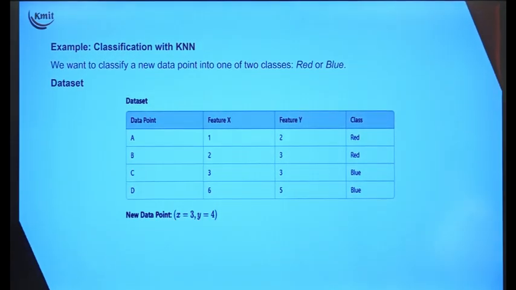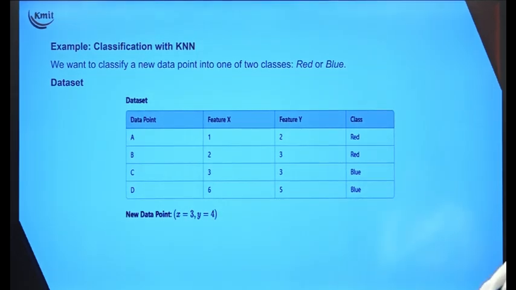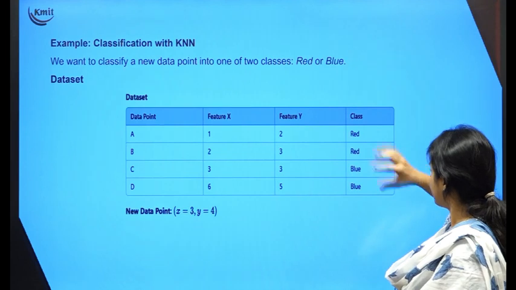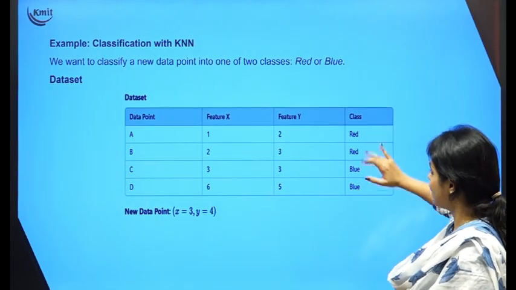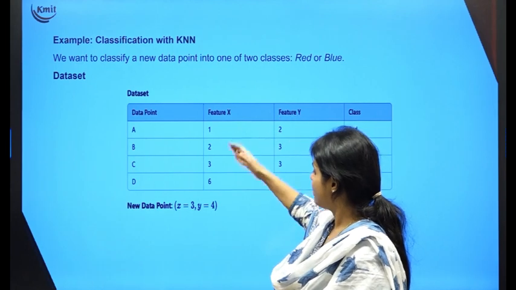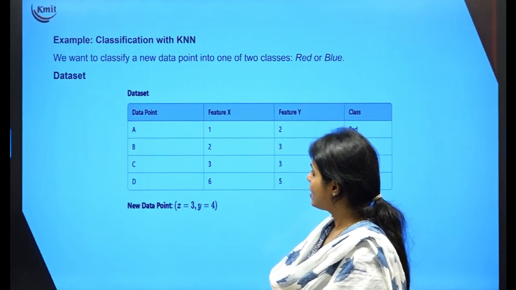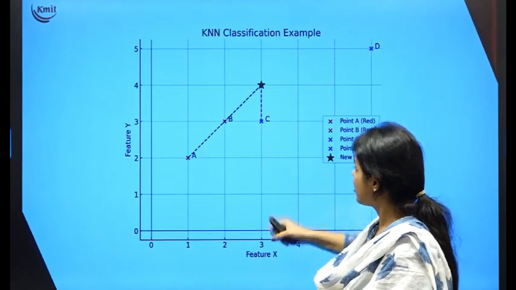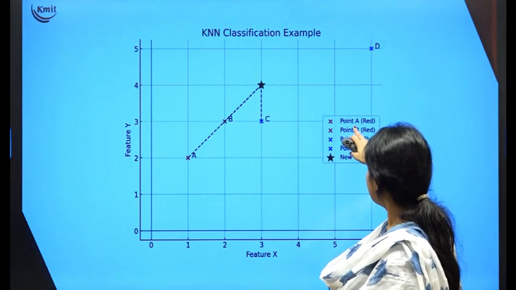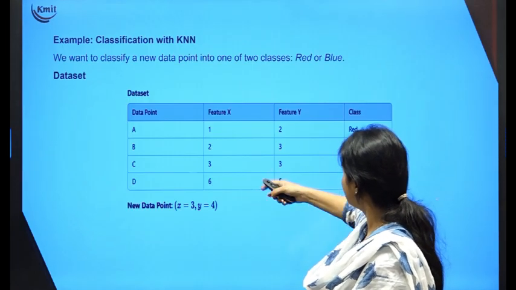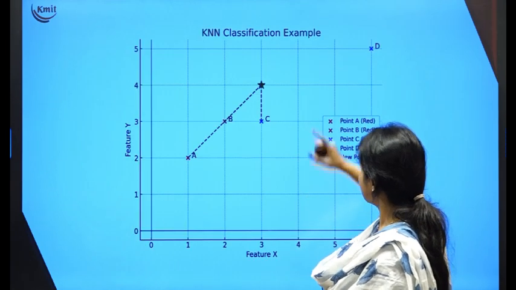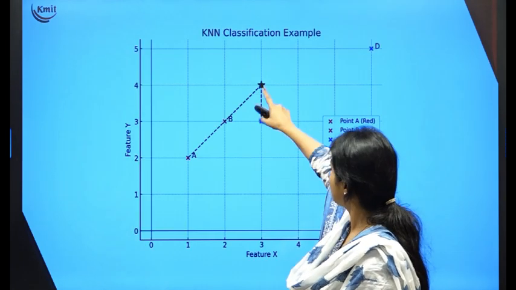Now let's see an example of how classification works. As you can see, if you find a data set, I have only one class which has two values, red and blue. I have two classes, red and blue. Now I have two features, feature x and feature y, which have some values. A, B, C, D are the data points. A and B belong to red, C and D belong to the blue category. Now I have a new data point here.